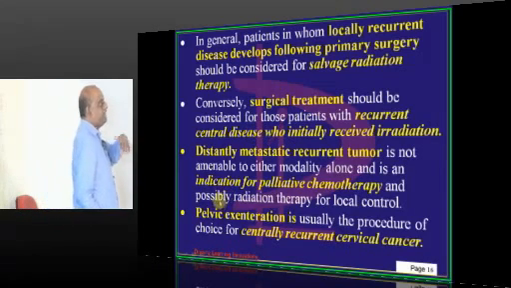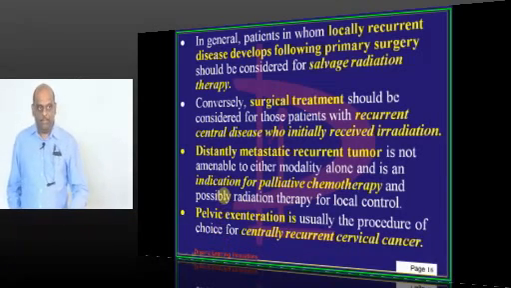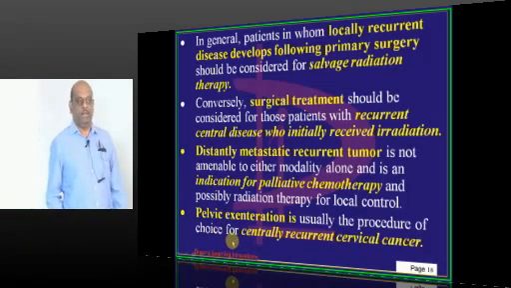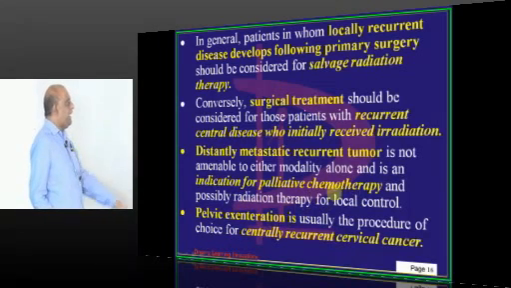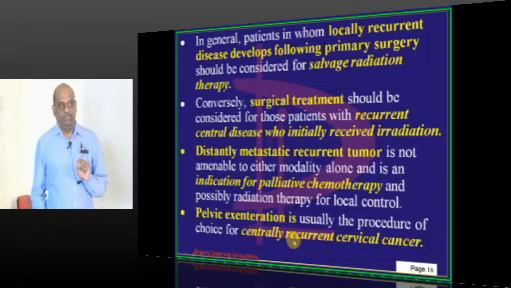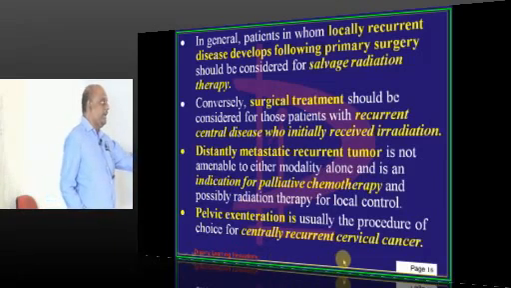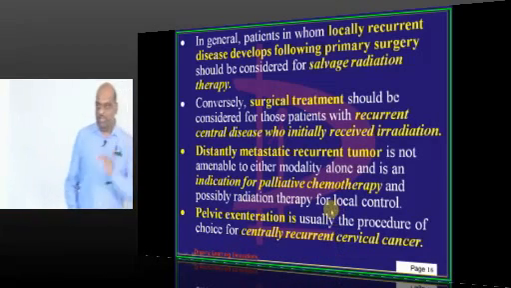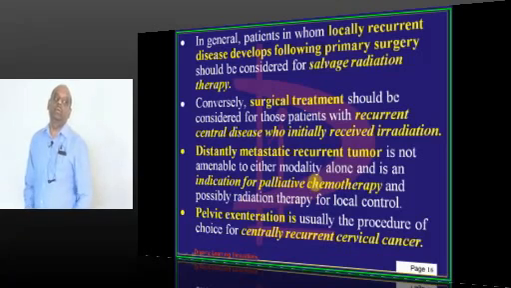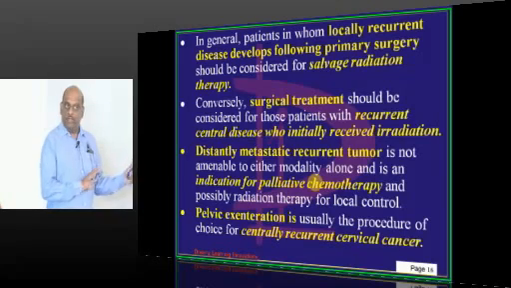And if it is a distantly metastatic recurrent disease, recurrence happened but there are metastases outside the pelvis, then there is an indication for palliative chemotherapy. And whenever the recurrences happen after a previous treatment and they are centrally located, then pelvic exenteration is usually the procedure of choice for a centrally recurrent cervical cancer, is what you have to emphatically remember. Okay, doctor? See, this is only a primer.